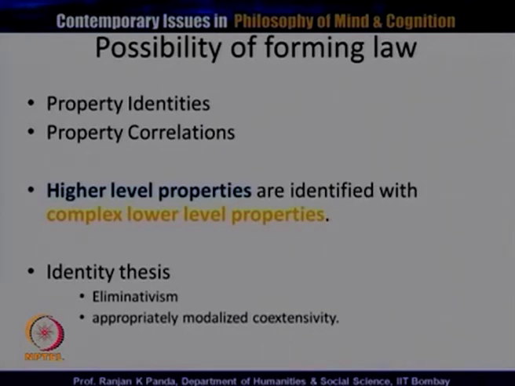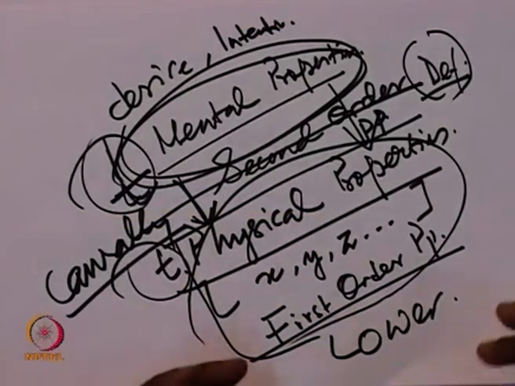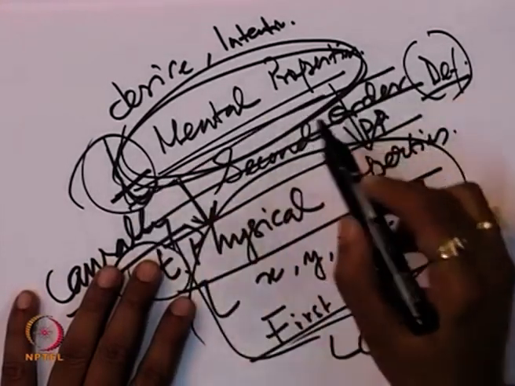Identification and correlations are two important features to talk about the formation of a scientific law. Then we also need to see how these higher order mental properties are connected to the lower order, the complex properties. So, you have physical properties, and if you say that the first order properties are at the lower level, as Searle calls, part of the lattice structure, the micro level, then what is happening at this level, at a macro level?